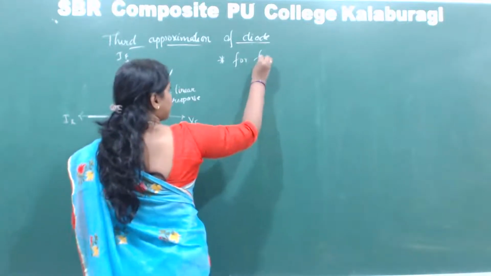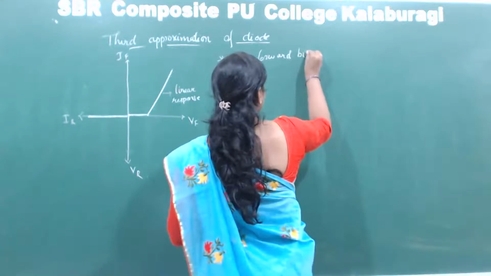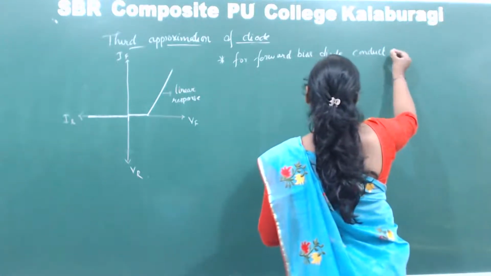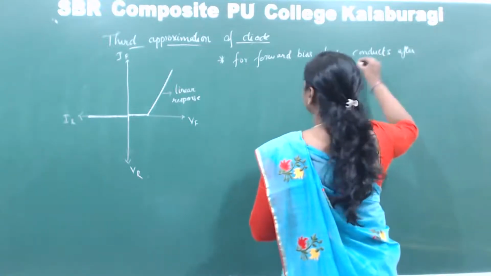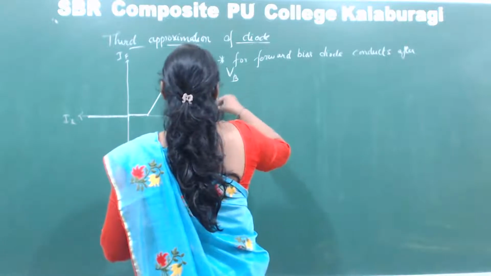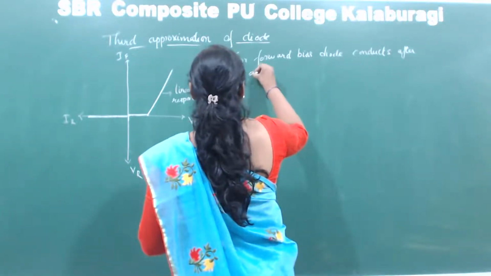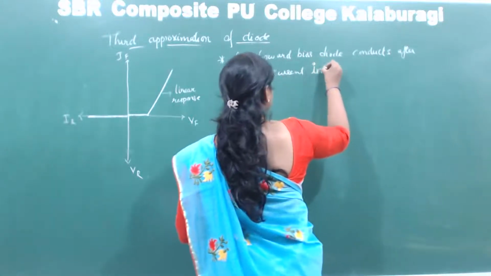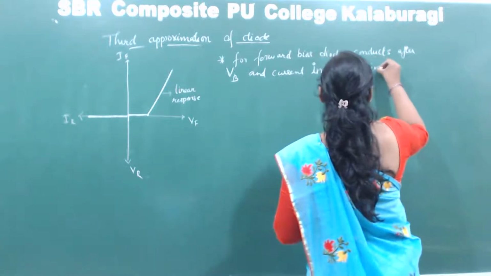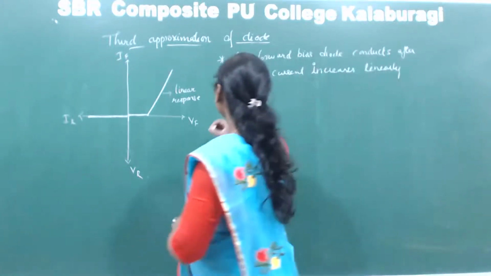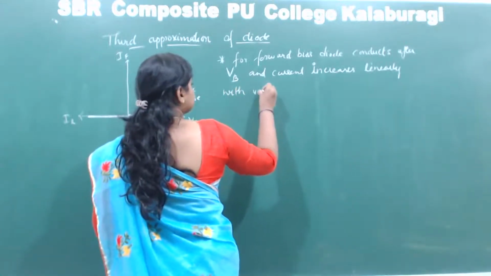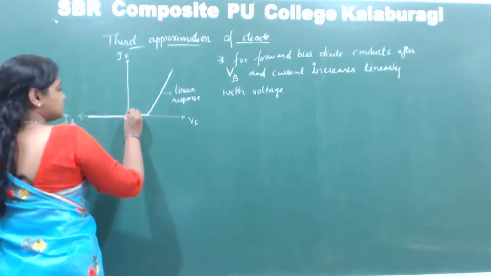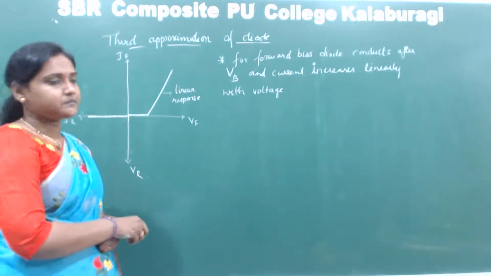For forward bias, the diode conducts. I am writing for the third approximation. Conducts after the barrier potential and current increases linearly. Current increases linearly with voltage. This is called a linear response.